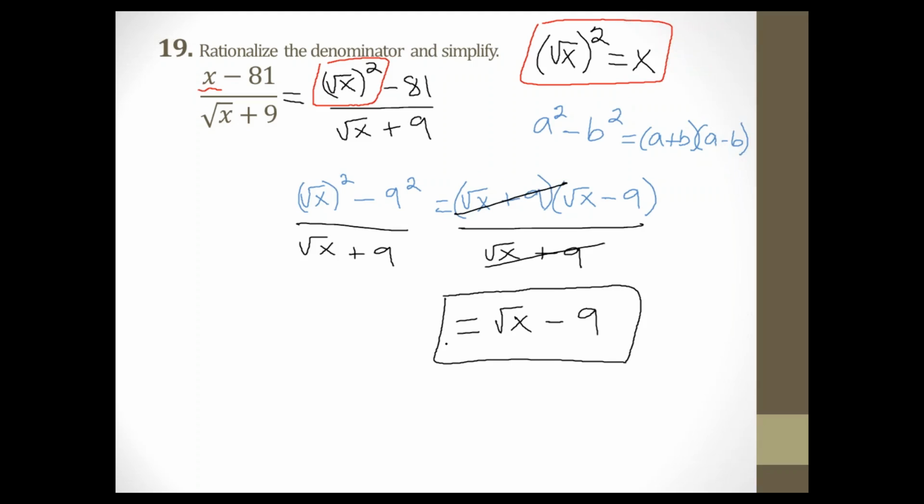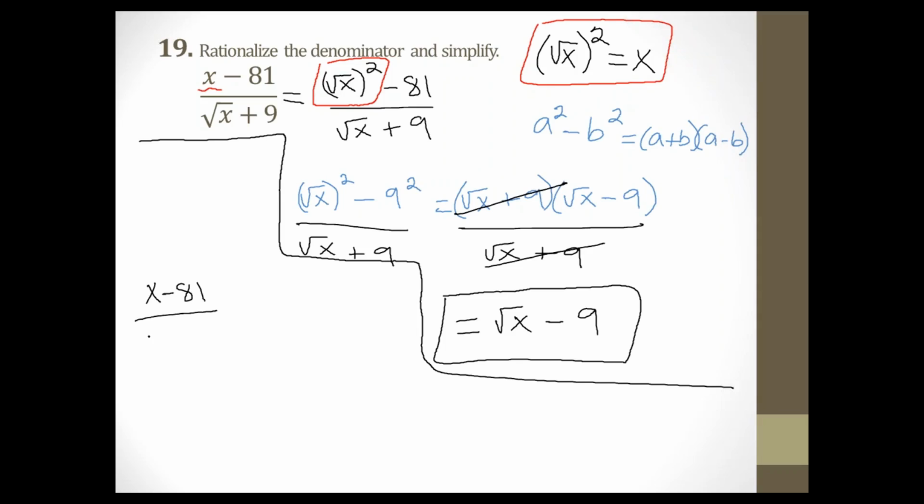But this is your final answer here. Okay, I'm going to show you another way that you could rationalize this. The normal way that we've been doing the problem. So I'm going to use this to get some space. So we had x minus 81 divided by the square root of x plus 9.